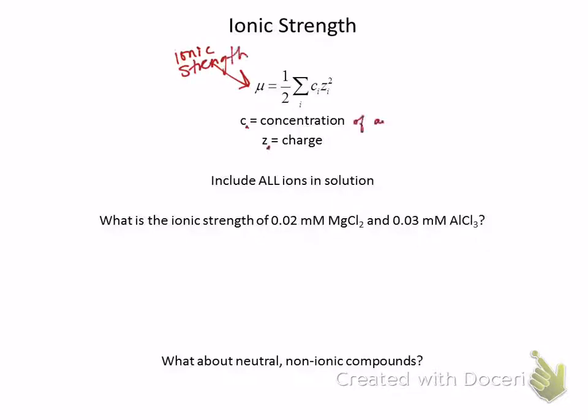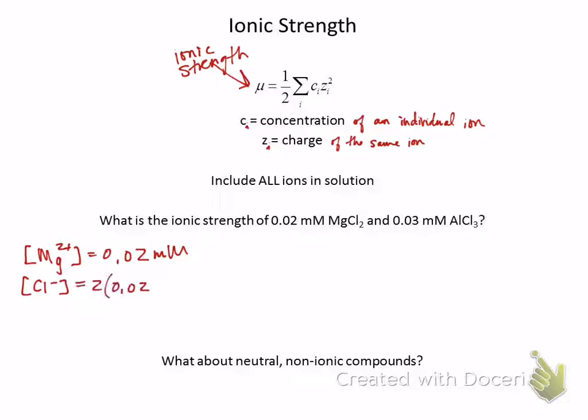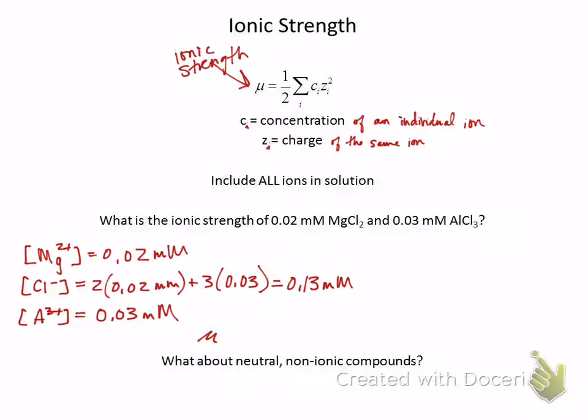So for the ionic strength of 0.02 millimolar magnesium chloride and 0.03 millimolar aluminum chloride, we would write down the following information. We're given that magnesium has 0.02 millimolar, chloride is the sum of the millimolars from the two compounds times their molar coefficients, and the aluminum, I'm sorry, I forgot the L here, the aluminum concentration is 0.03 millimolar that we're given in the problem.